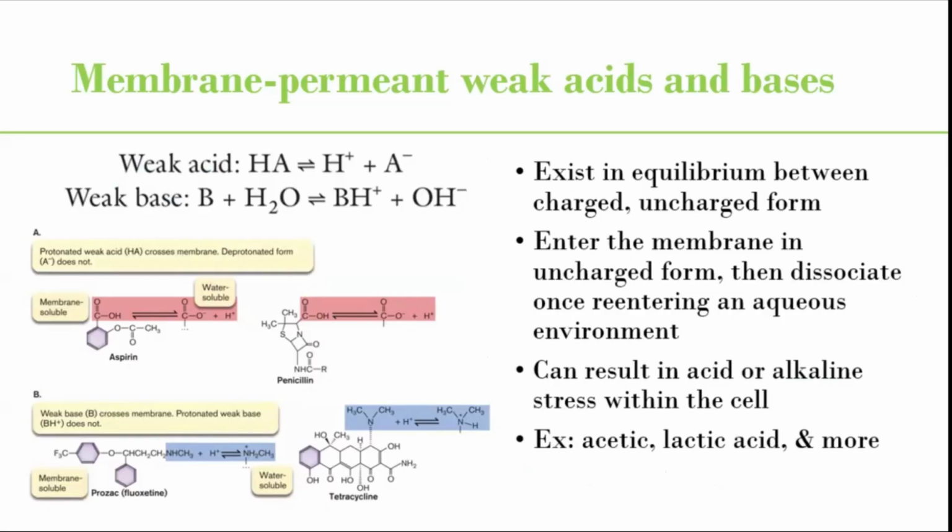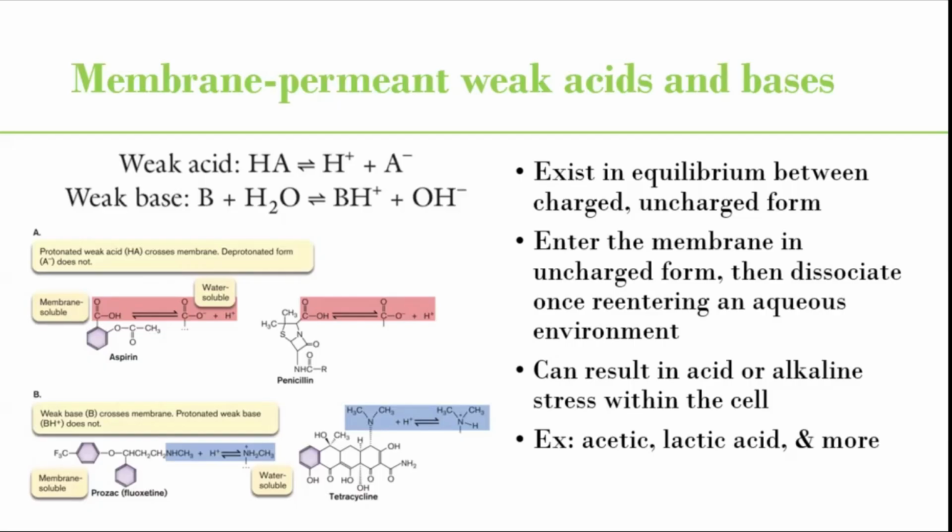There are these things called membrane permeant weak acids and bases. So an acid is something that gives up a proton, gives up a hydrogen ion. And a base is something that takes up a hydrogen ion. And these are very highly charged. They will have hard positive, hard negative charges when they dissociate. Weak acids and weak bases exist in an equilibrium form. They will have their stable, uncharged form, and they will have their dissociated form. And when they're in an aqueous or water-based environment, they will naturally go back and forth between the two structures.